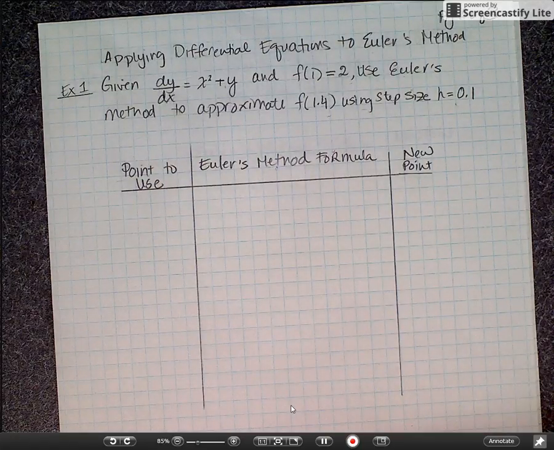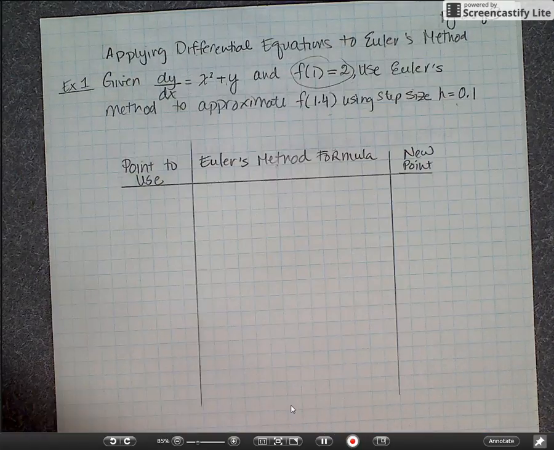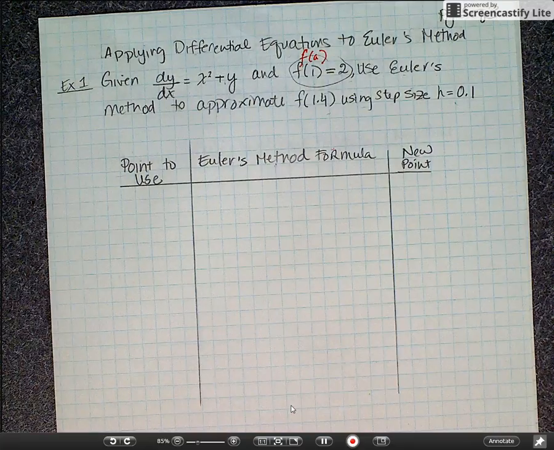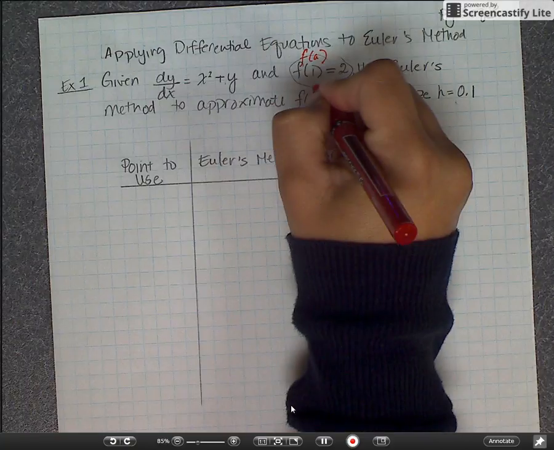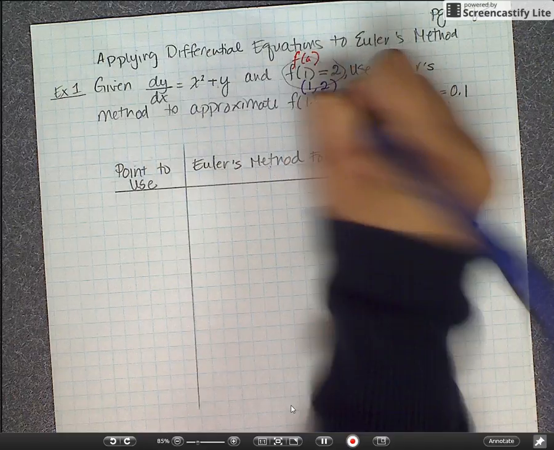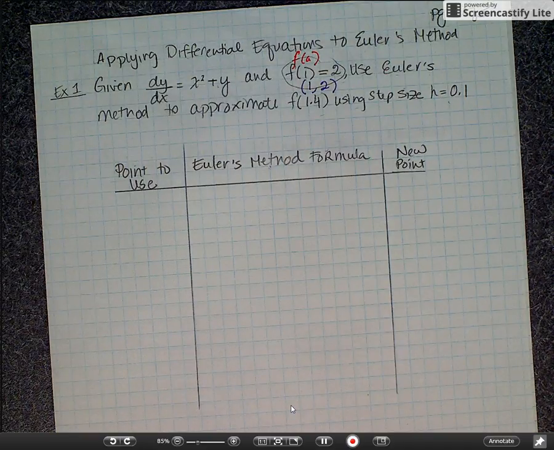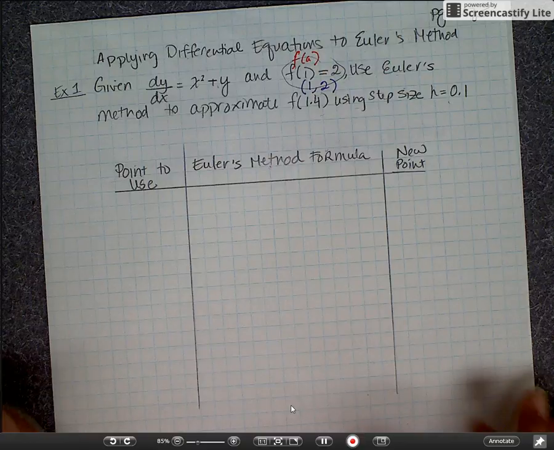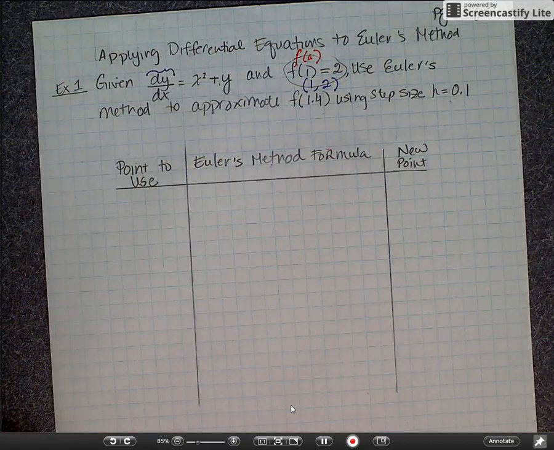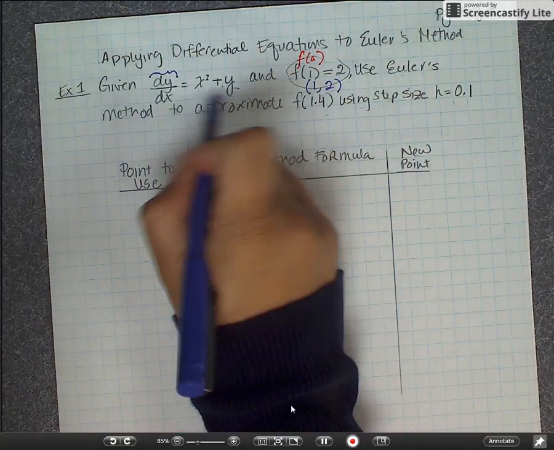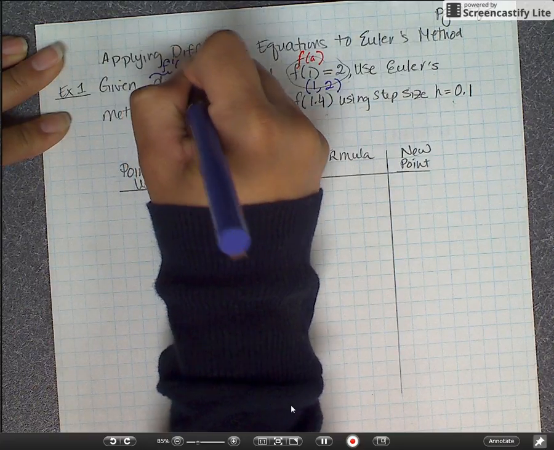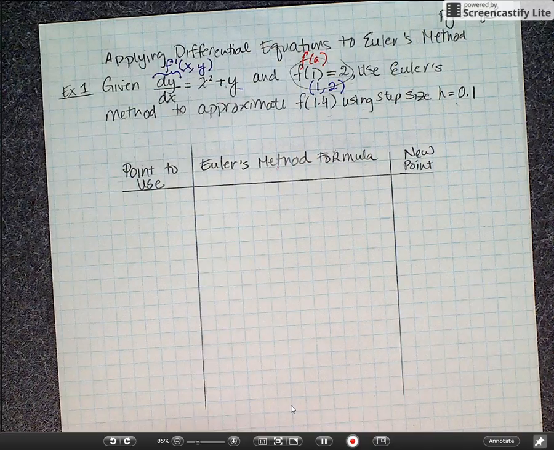So this is the initial point. This is essentially the same thing as our f of a. Our point that we're given in this situation is 1, 2. That is our first point. And this right here is the same as our derivative, and if you notice, it's in terms of x and y, so this is going to be f prime of x comma y, a function of x and y.